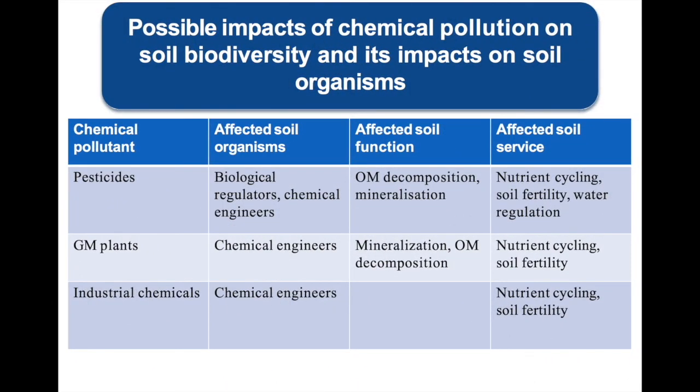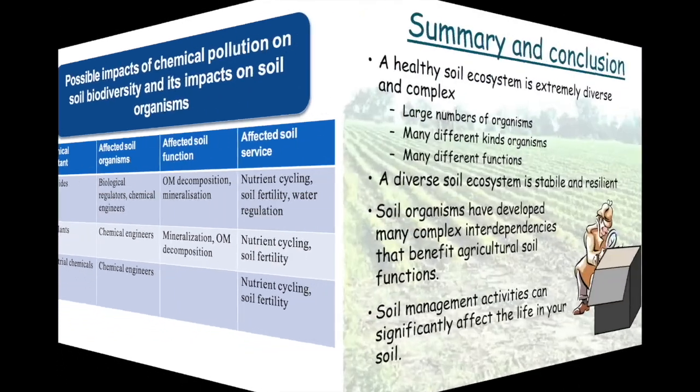So we call these soil microorganisms the chemical engineers. We have the chemical pollutants such as pesticides, genetically modified plants, and industrial chemicals. These are the possible impacts of chemical pollution on soil biodiversity and its impact on soil organisms. We know the fact that whenever there is an imbalance in the soil ecosystem, plant growth, producers' growth, and the rest of the ecological food web will be affected too.